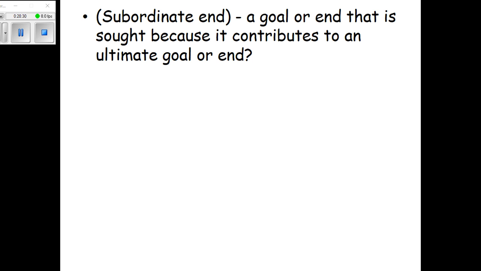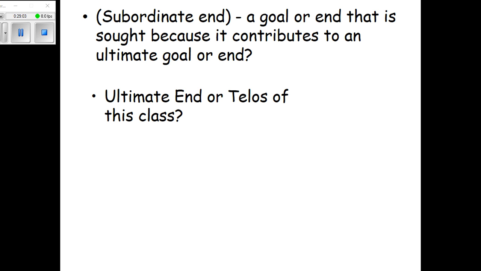Okay, and in ethical or moral life, we do this by several small steps. So in natural law, we call these primary and secondary precepts. But for Aristotle, he calls them ultimate and subordinate ends. And the ultimate end is eudaimonia. But in order to get there, we need to fulfill some basic things. So a subordinate end is a goal or end that is sought because it contributes to an ultimate goal or end.